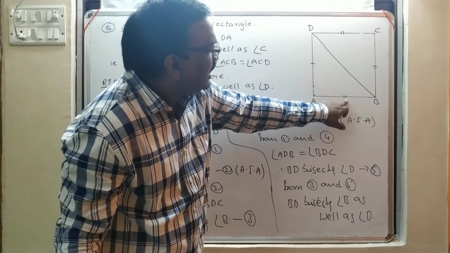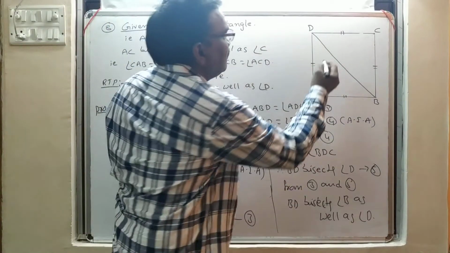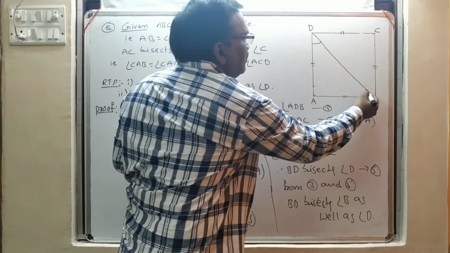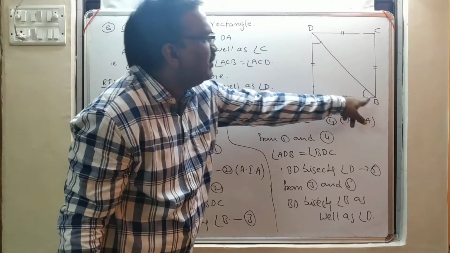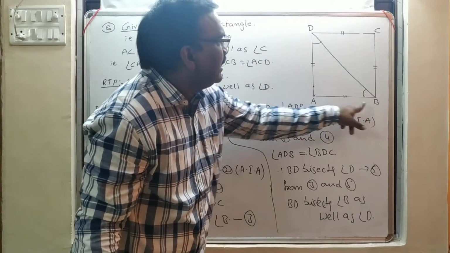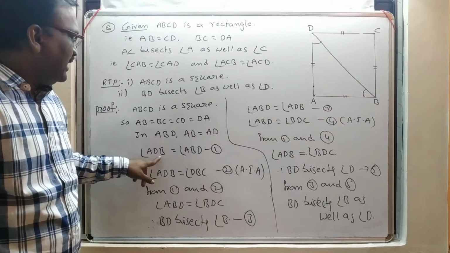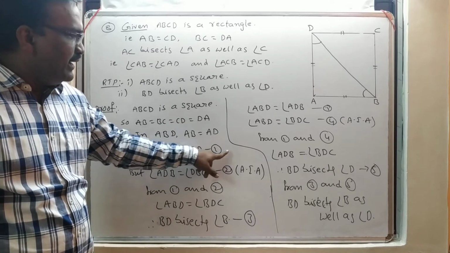AB is equal to AD. What is the angle opposite AB? Angle ADB. This angle is equal to this angle. Angle ADB is equal to angle ABD.